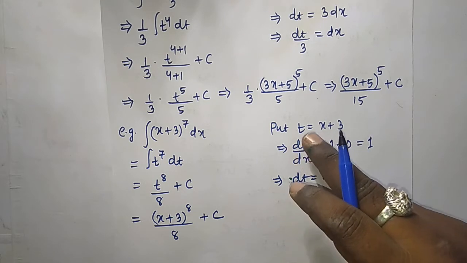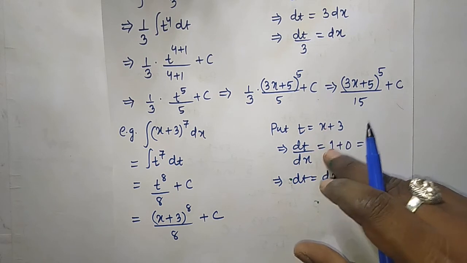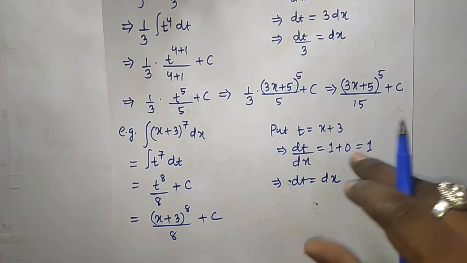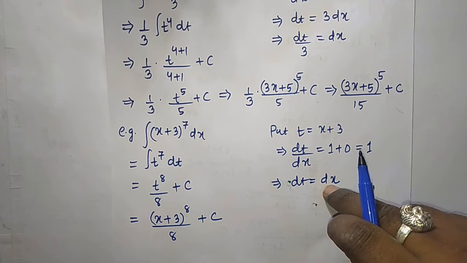So dt, derivative of t is what? Derivative of x is 1 and derivative of 3 is 0. 1 plus 0 is 1. So dt by dx equal to 1. Multiply dx to the right hand side, then here dt and dx both are equal.